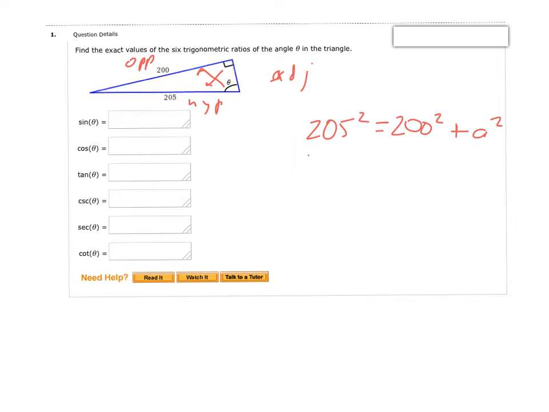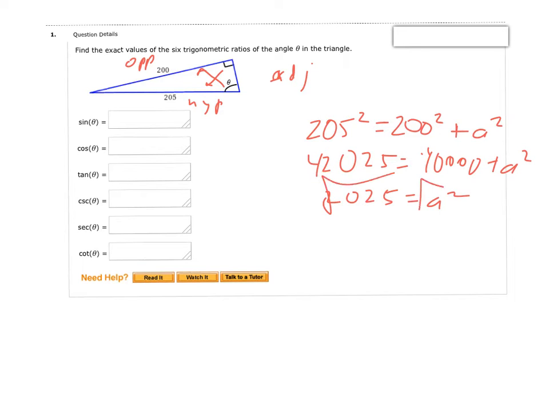And that'll be 42025. And then this one will be 40,000. And then that'll be a squared. So we'll subtract that over. And it looks like 2025 equals a squared. And so we will square root 2025 and see if it has a perfect square. It actually does here. It is 45.